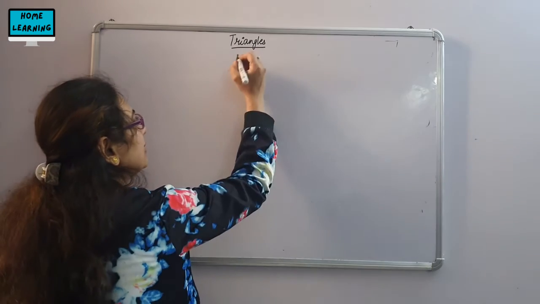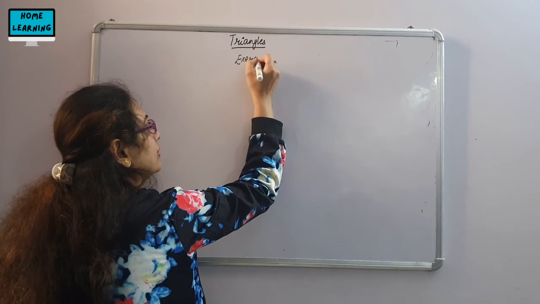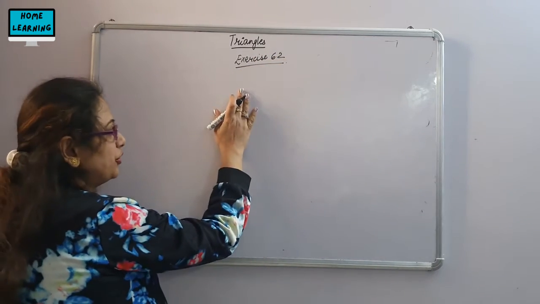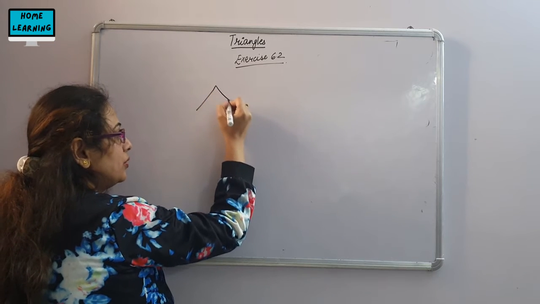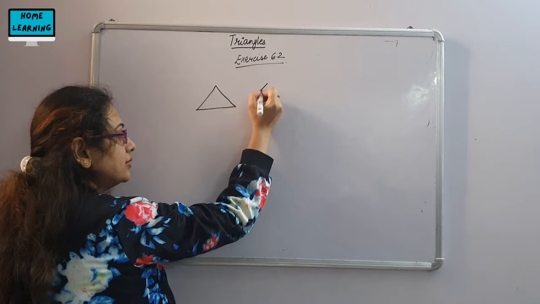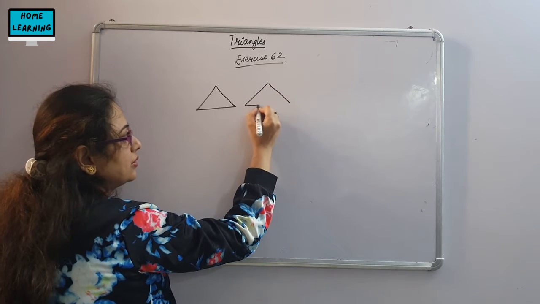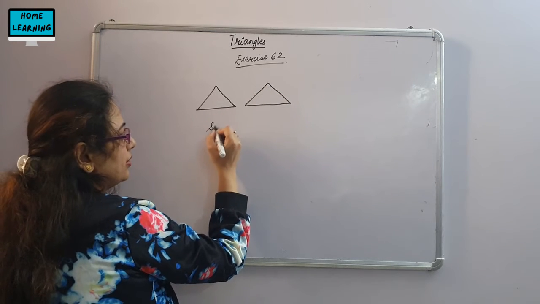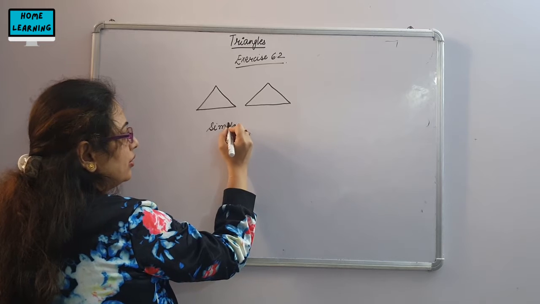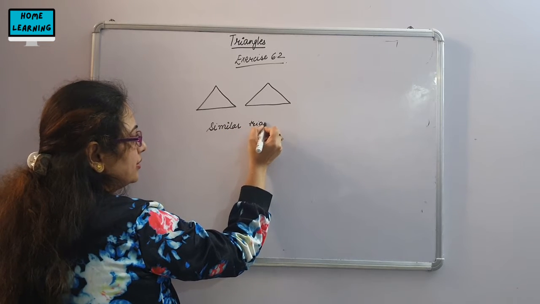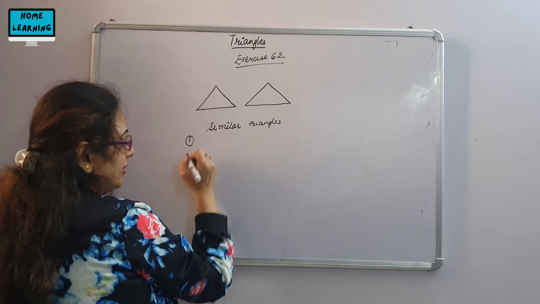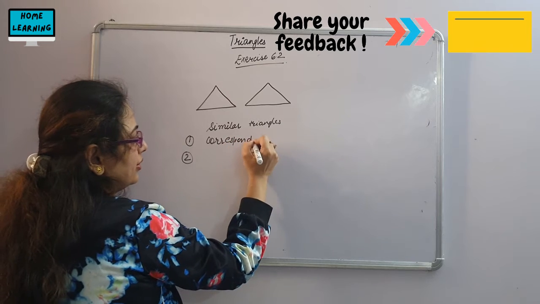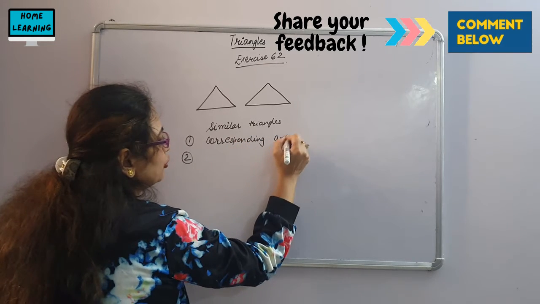Now let us do exercise 6.2. To do exercise 6.2, let us take two triangles first. Now keep in mind that for any two triangles to be similar, there are two things which are necessary. What are those things? Corresponding angles have to be equal.